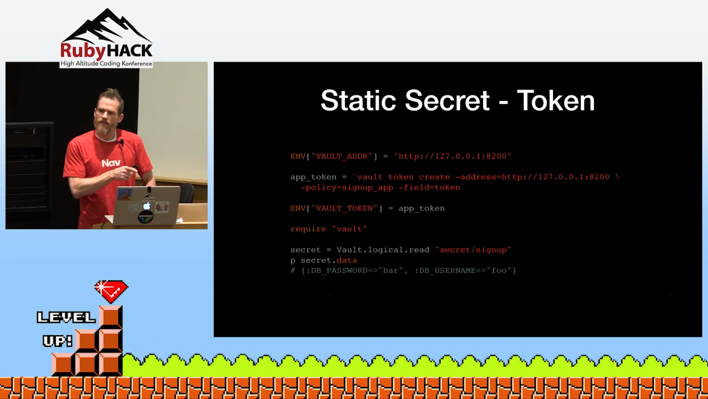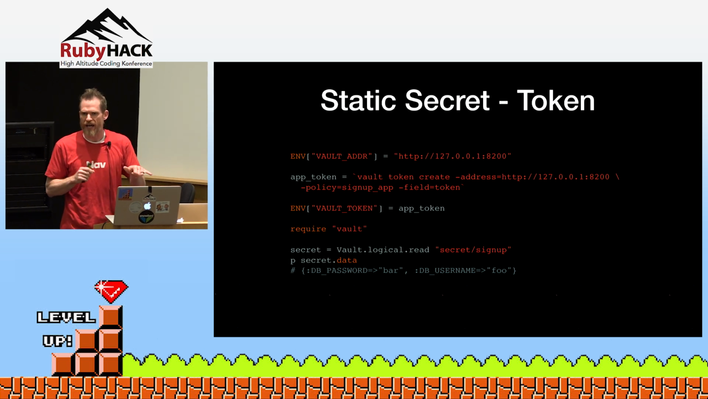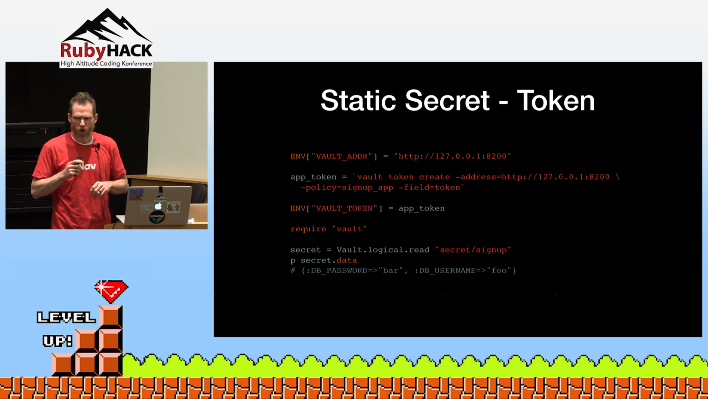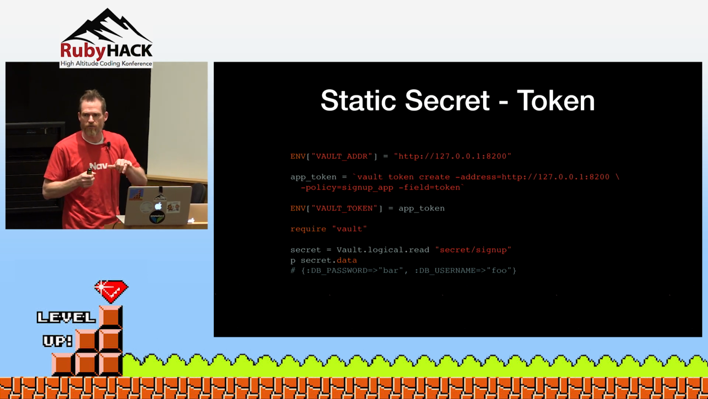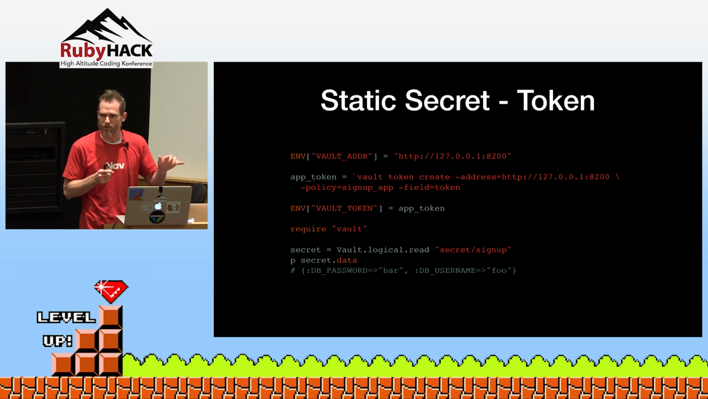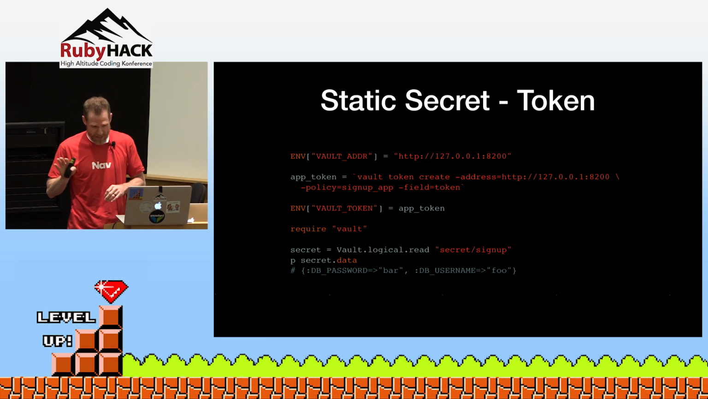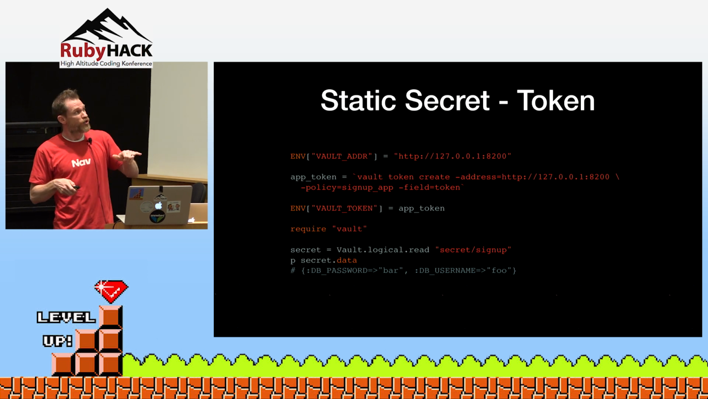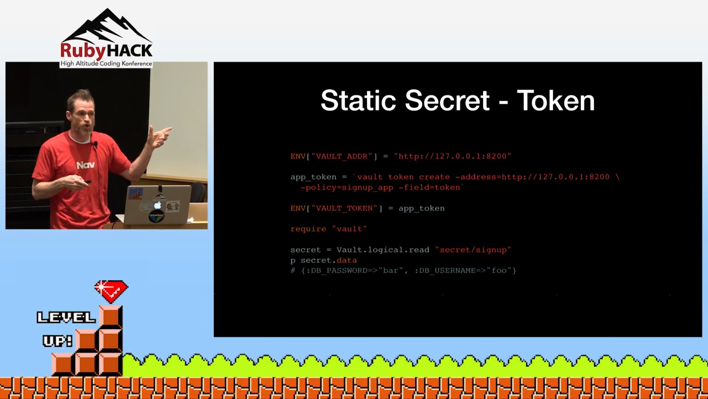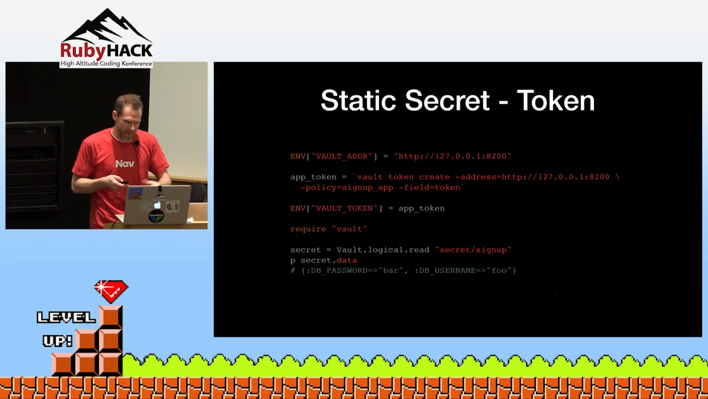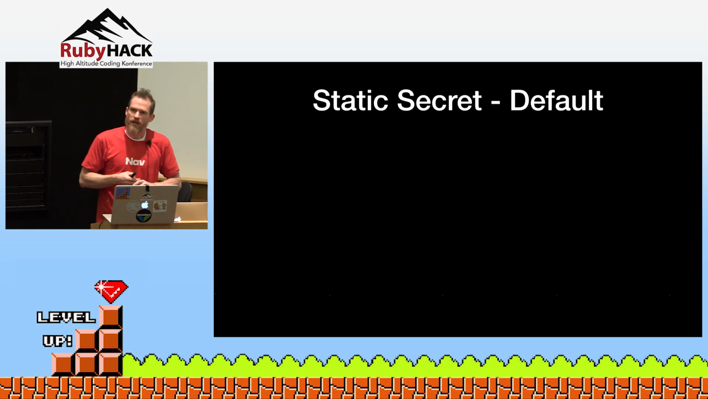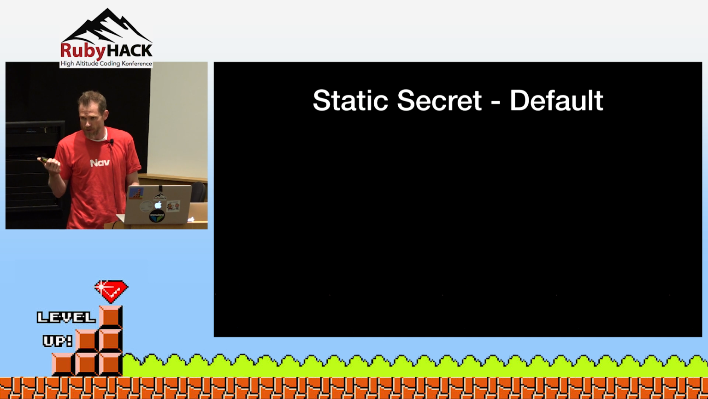So for the token here, we're actually running a subshell to create a token that has a policy associated with it. Normally, you would preferably do this before your application even launches, but we're going to be talking about authorization in just a little bit. For now, know that we're able to create a token associated with this app policy. And then we interact with Vault, and we can get the database credentials just like we wanted.